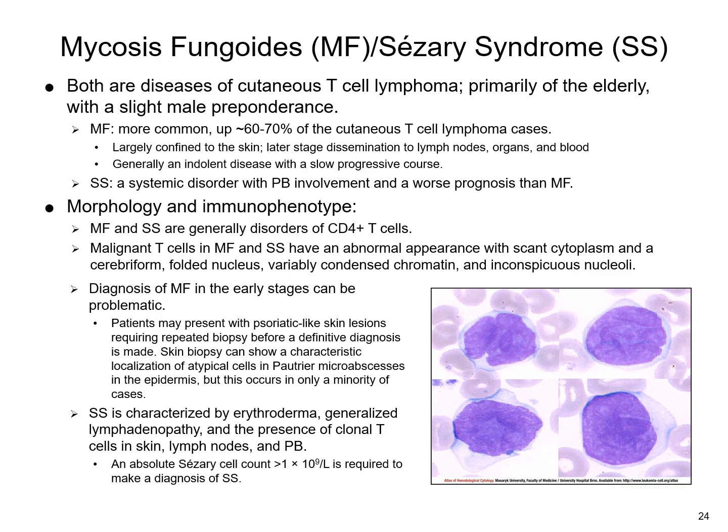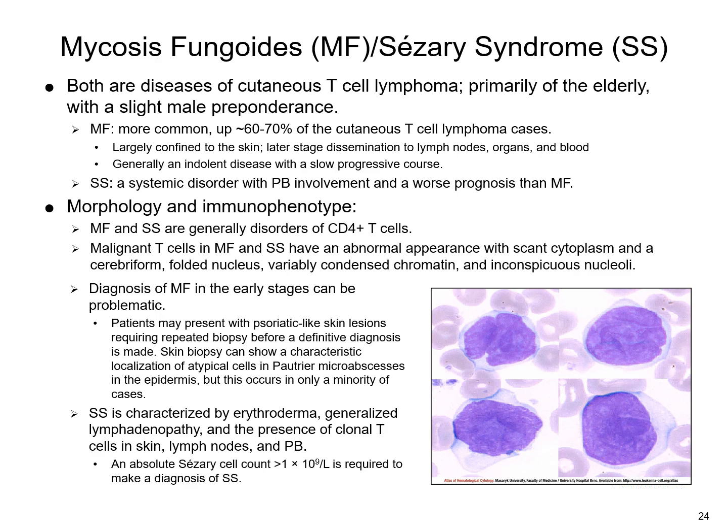Mycosis fungoides and Sézary syndrome are the most familiar forms of the cutaneous T-cell lymphomas. Both are diseases of the elderly with a slight male predominance. Mycosis fungoides is the most common disorder, making up approximately 60 to 70% of the cutaneous T-cell lymphoma cases, largely confined to the skin, although in the later stages of the disease, you can see dissemination to the lymph nodes, organs, and the blood. And it generally has a very slow progression.